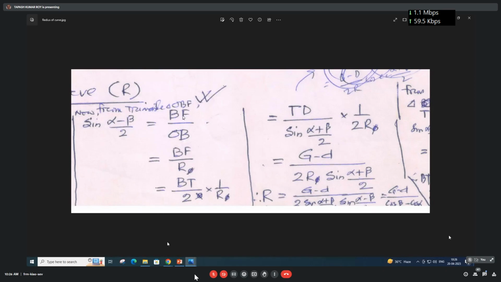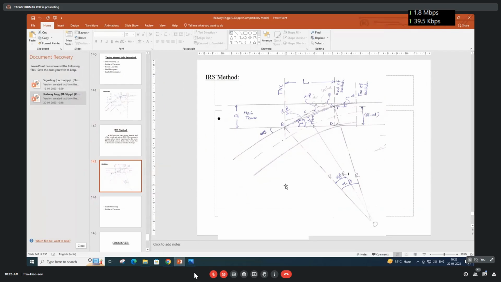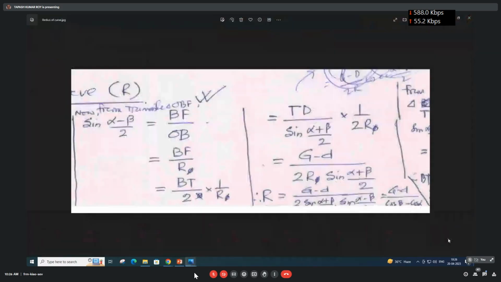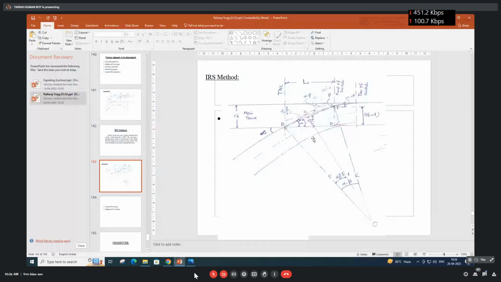So what will we do? We will take the relation between OB and BF. Now the value of BF is not known, so we have to convert it. Sin((alpha minus beta)/2) equals BF by OB. Now OB equals R, and BF equals BT by 2, as it is half of BT.